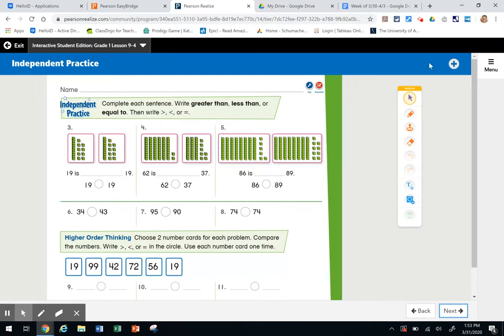Make sure that you turn in the lesson. Go to Pearson now, turn in this lesson so you can get credit for doing it, and then go ahead and do your quick check too.